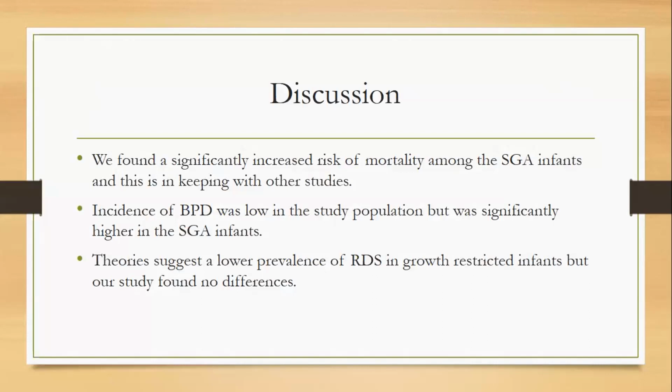There are a lot of theories which suggest that there's a lower prevalence of RDS in the growth restricted infants, because the theories say that because they are growth restricted, they get cortisol in utero, and then they tend to get less RDS, but our study did not find this difference. So mothers with growth restricted babies still need the antenatal steroids to help these babies, because there's actually no difference in the RDS between the two groups, according to our study.